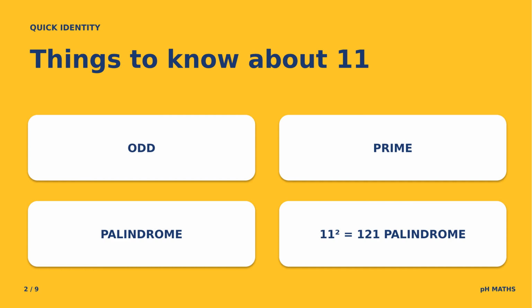Quick identity check. 11 is odd. 11 is prime. 11 is a palindrome. Read it backwards, still 11. And 11 squared, 121, is also a palindrome. 11 is the smallest two-digit prime, and the smallest two-digit palindrome that's also prime. It's a number with stupidly clean symmetry hiding behind it.